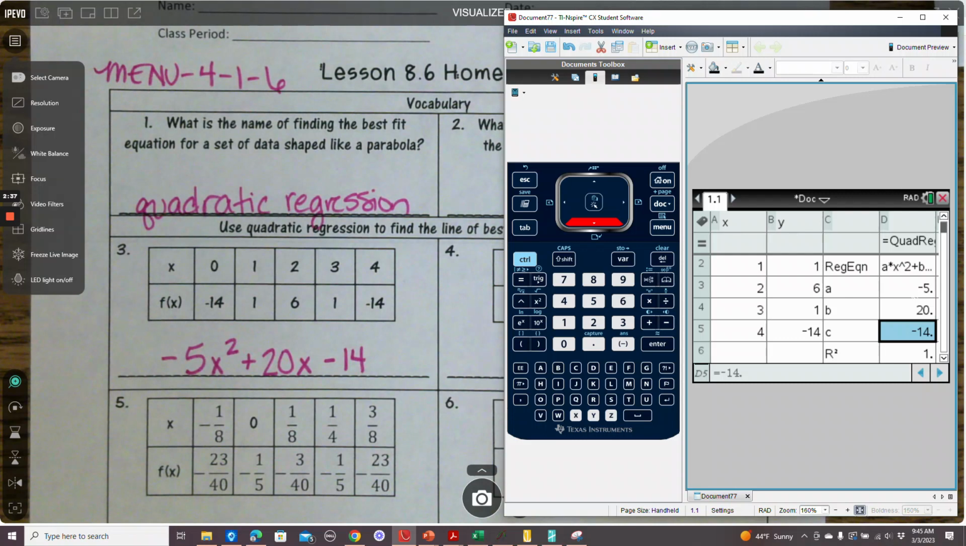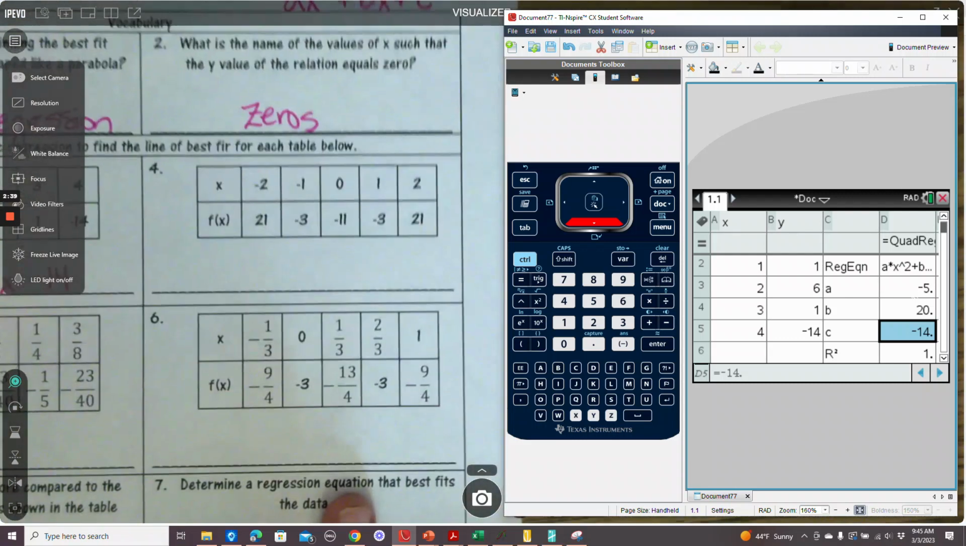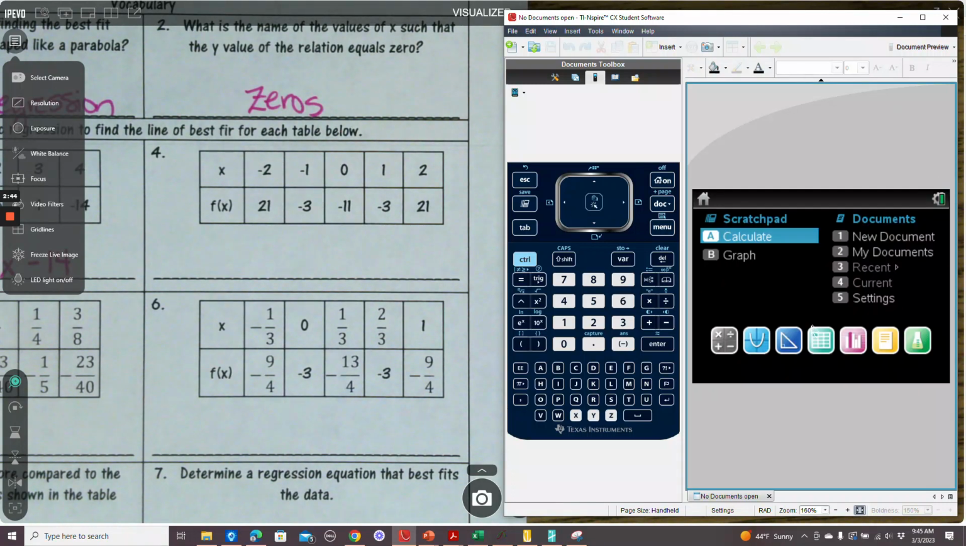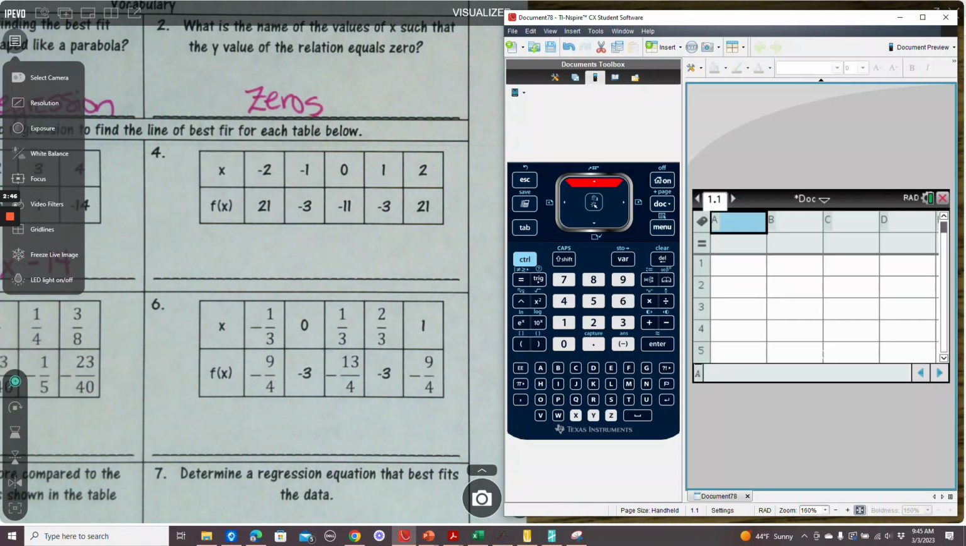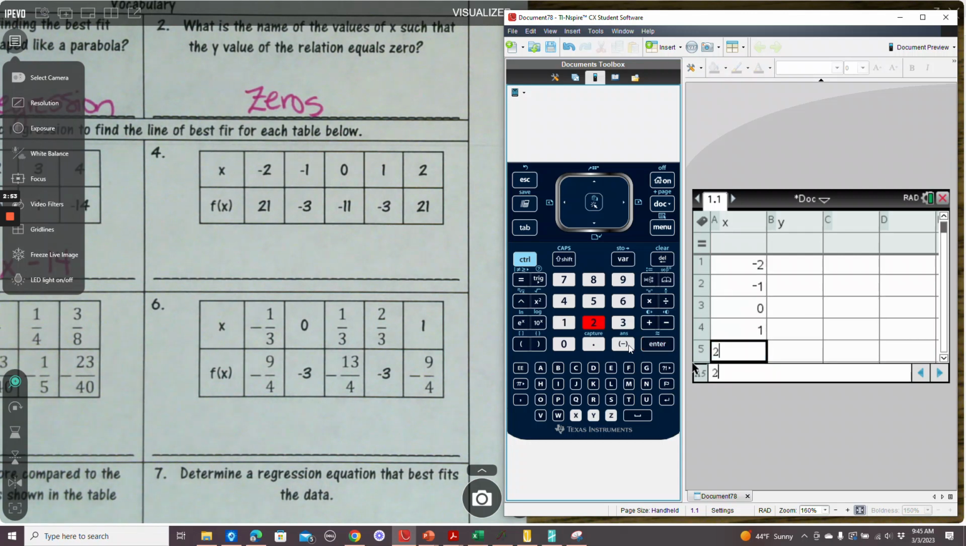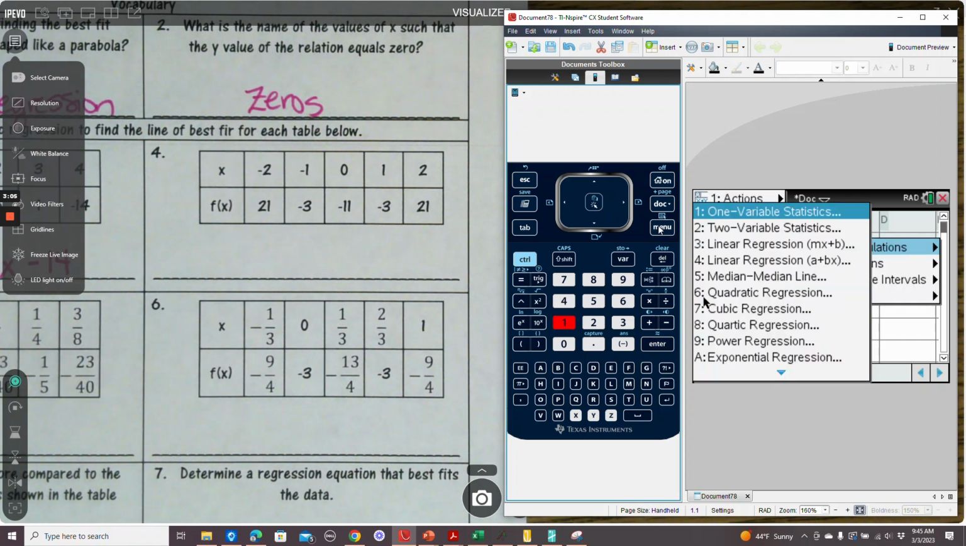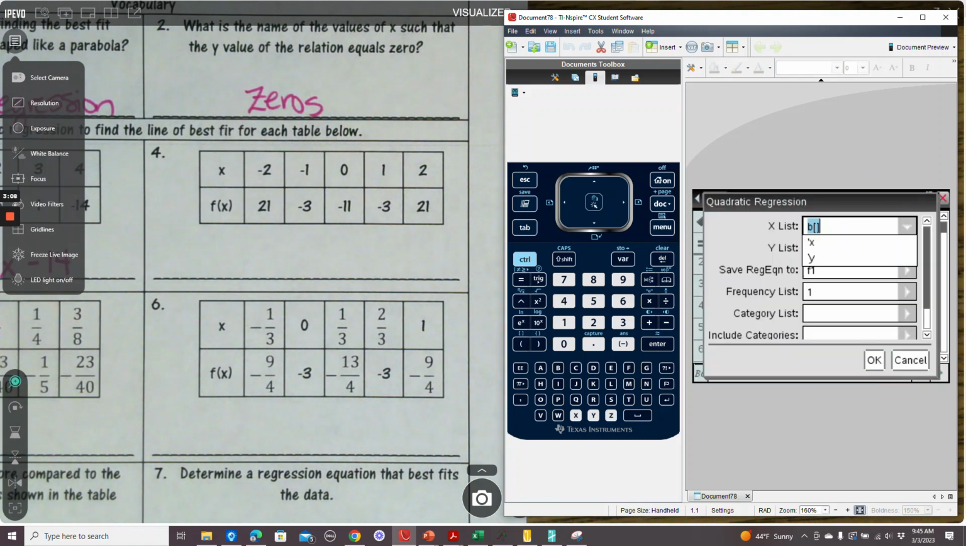All right, let's look at number 4 because I want to show you. This one's a little different. So again, always start fresh. Back to lists and spreadsheets. An X next to the A, a Y next to the B. And then we put them in. All right, menu 4, 1, 6. Change the X list to X, the Y list to Y.